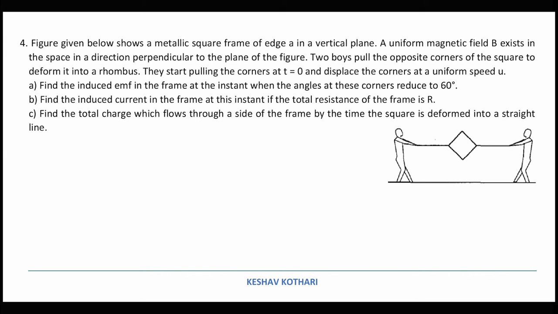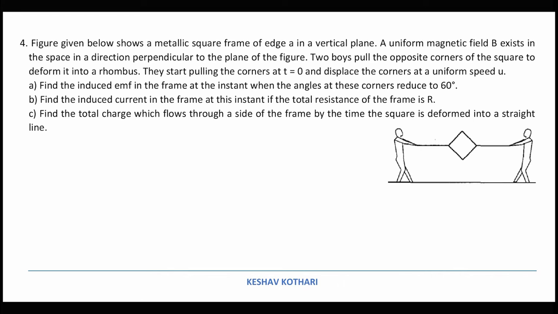Figure given below shows a metallic square frame of edge a in a vertical plane. A uniform magnetic field B exists in the space in a direction perpendicular to the plane of the figure. Two boys pull the opposite corners of the square to deform it into a rhombus. They start pulling the corners at t equal to 0 and displace the corner at a uniform speed u. Find the induced EMF in the frame at the instant when the angle at these corners reduced to 60 degrees.